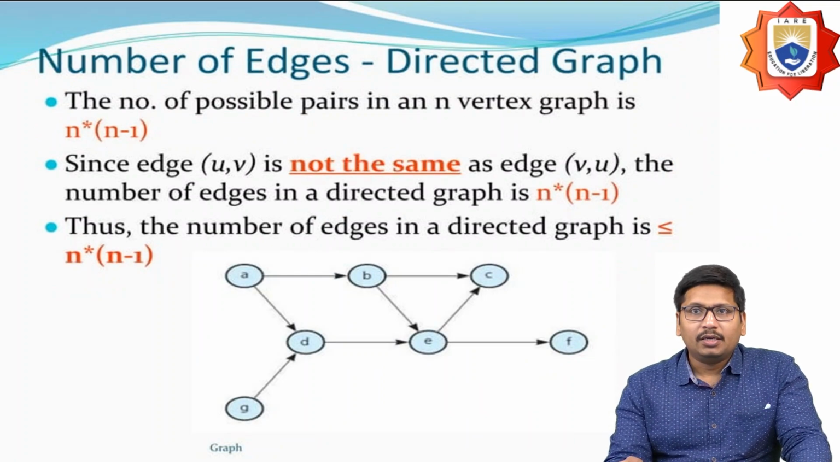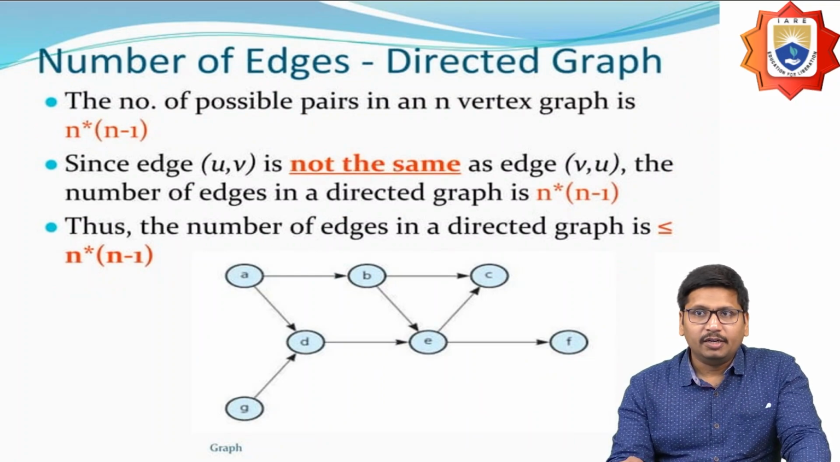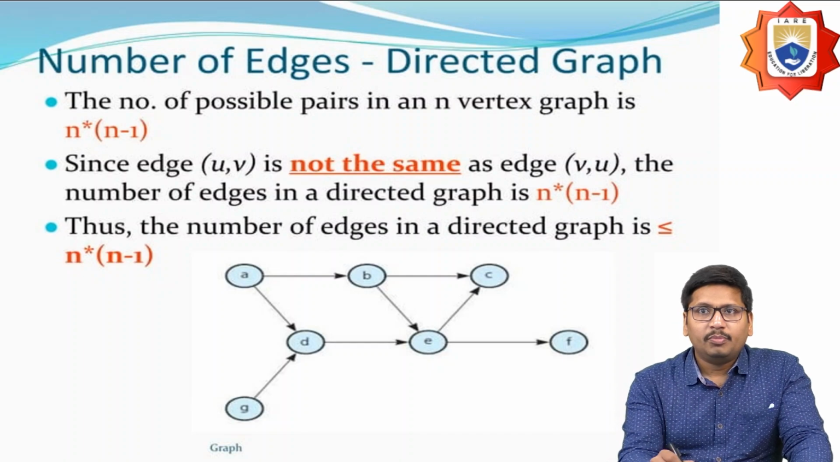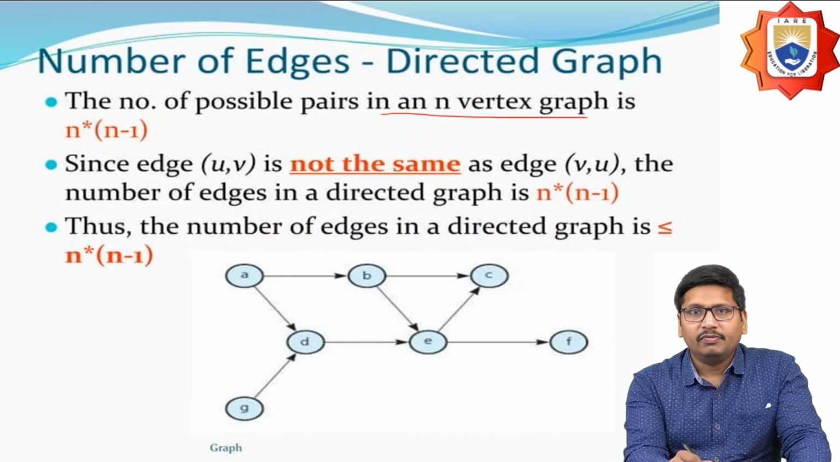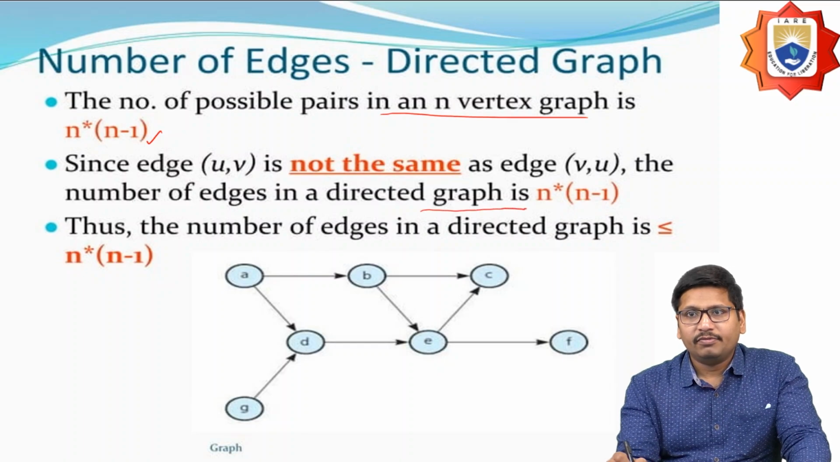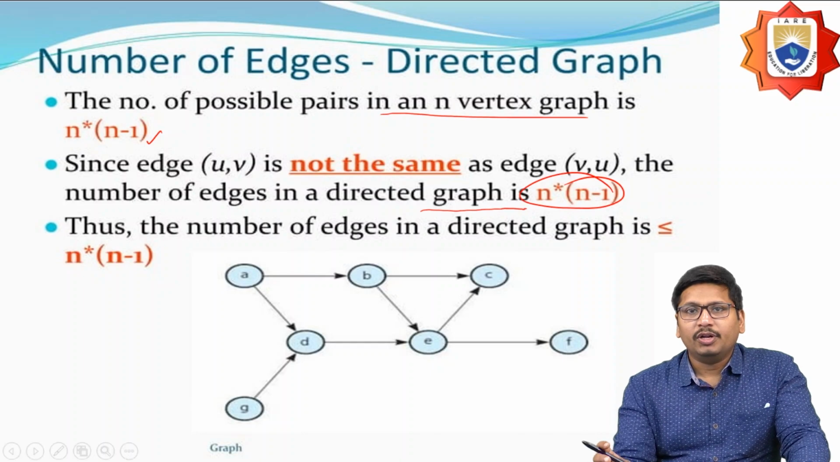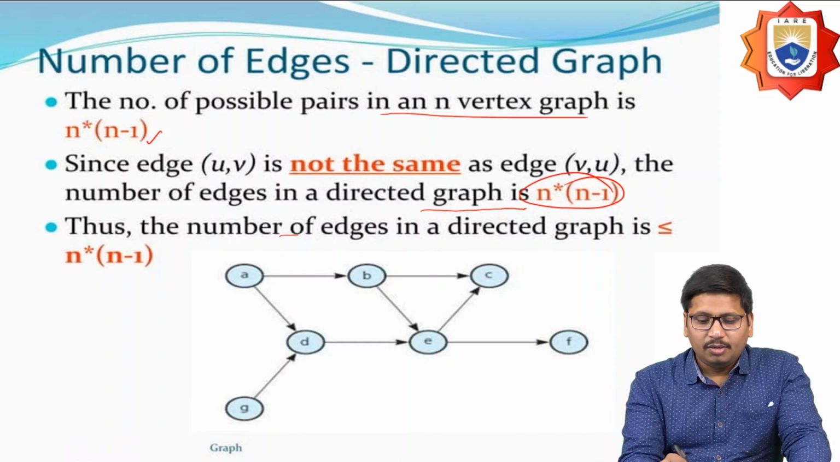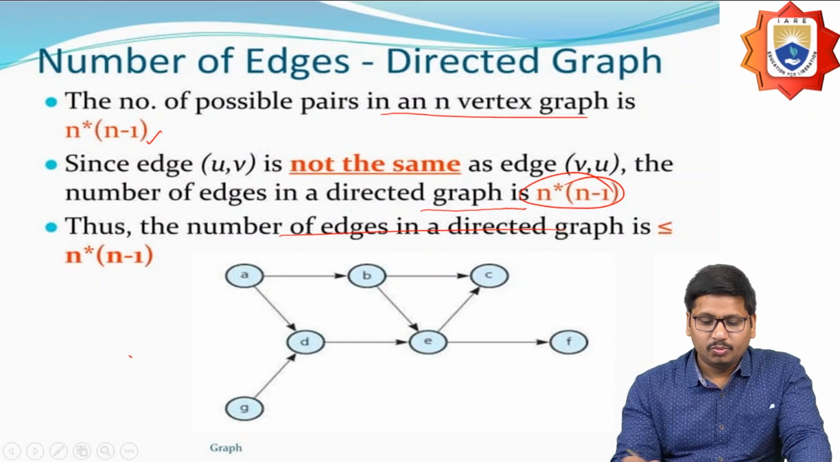So how are we going to calculate the number of edges in a directed graph? The possible number of pairs in an n-vertex graph is given by n into n minus 1, and each edge UV is not the same as VU. So the number of edges in a directed graph is given by n into n minus 1 only. So in an undirected graph, it is divided by 2, whereas in a directed graph, it is n into n minus 1 only. And the number of possible edges in a directed graph should be less than or equal to n into n minus 1.